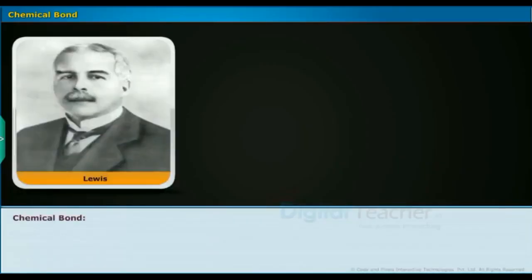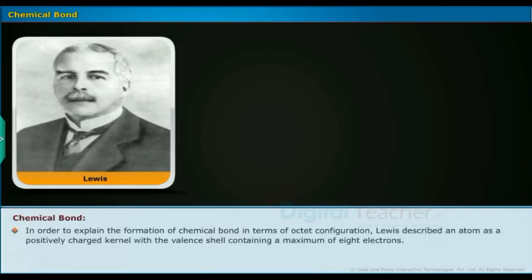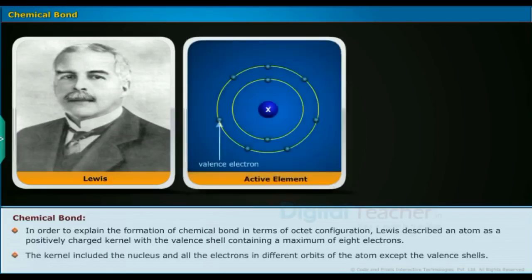Knowledge check. Now, let us learn the significance of octet configuration in the formation of chemical bonds. Chemical bond. In order to explain the formation of chemical bond in terms of octet configuration, Lewis described an atom as a positively charged kernel with the valence shell containing a maximum of 8 electrons. The kernel included the nucleus and all the electrons in different orbits of the atom except the valence shell.